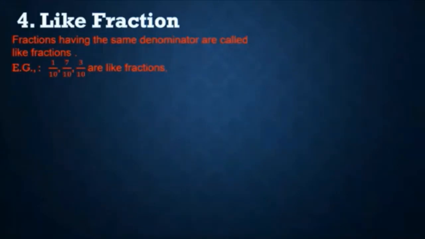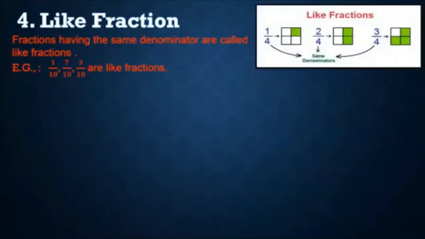One rule we have to remember while using like and unlike fractions is that they will always be in a group of two fractions or more. They can never be a single fraction in a group, because that would not be a like fraction. It would become an improper or proper fraction. 1 by 4, 2 by 4 and 3 by 4 all have the same denominator. So that means they are like fractions.